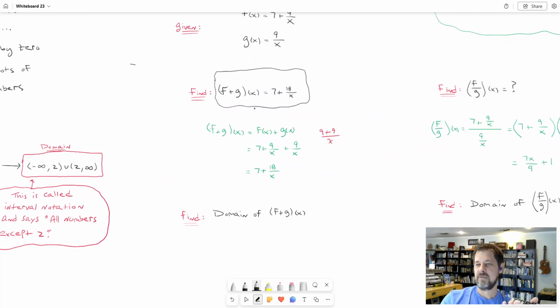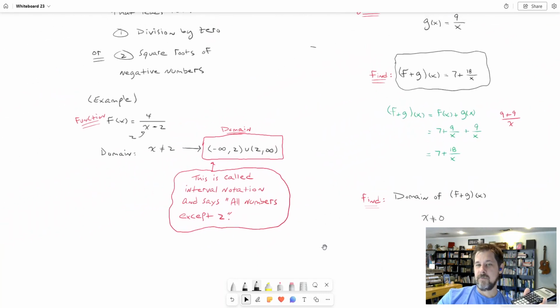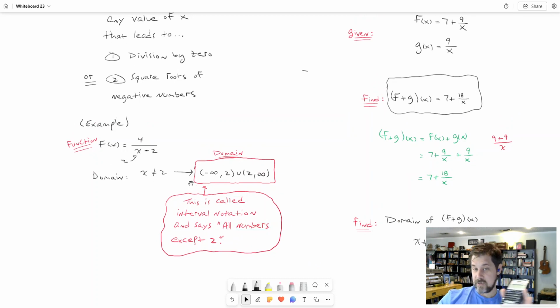See, it says 7 plus 18 divided by x. We would want to avoid any value of x that led to dividing by 0. And so in this one, we want to avoid 0. So the domain would be x can't be 0. X can be any number except 0. Okay? All right.